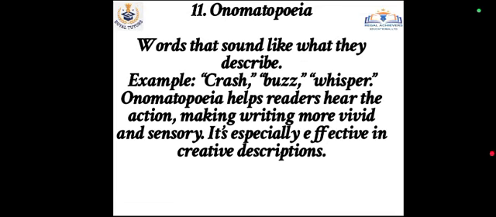Onomatopoeia. Words that sound like what they describe. Examples: crash, buzz, whisper. Onomatopoeia helps the reader hear the action, making writing more vivid and sensory. It's especially effective in creative description.